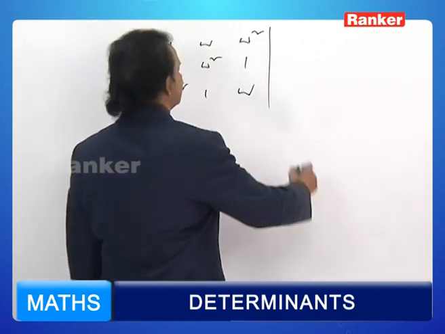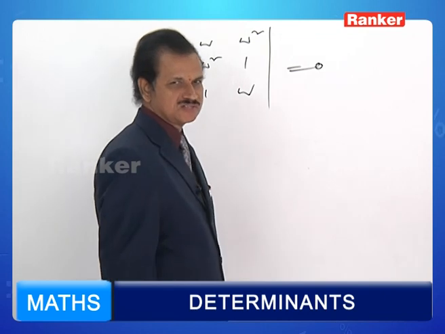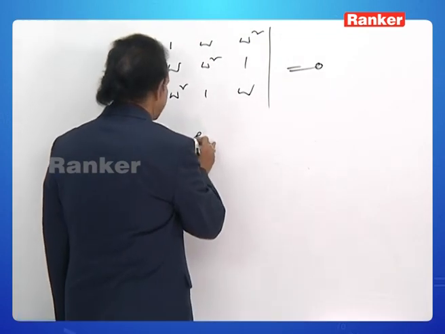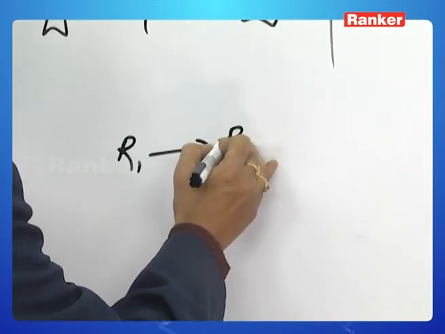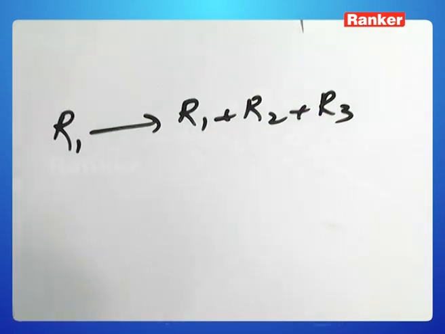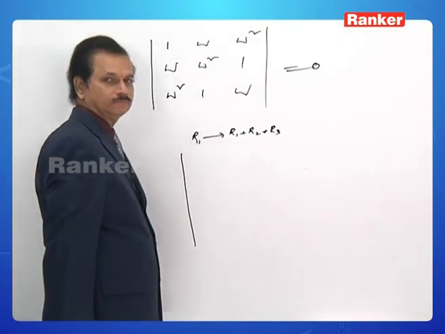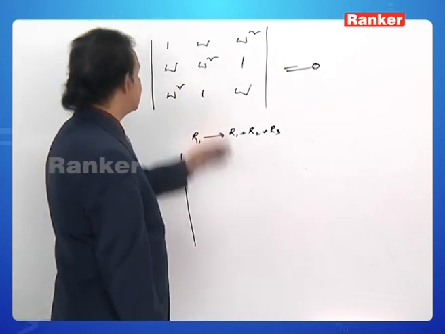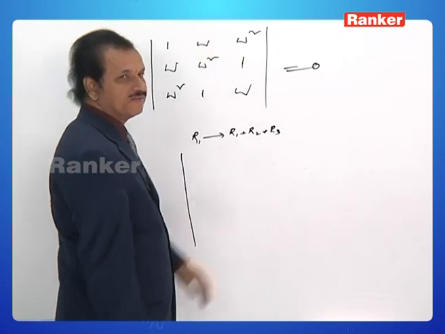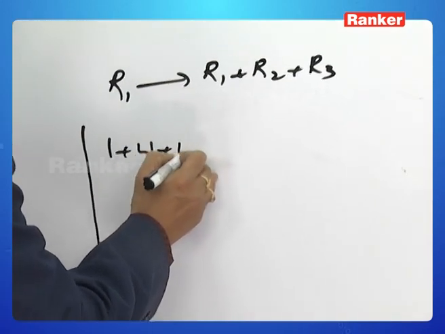What is the answer? It is surely 0. Why? Such a famous thing it is. Why is it 0? See, I am applying the row operation, R1 changed as R1 plus R2 plus R3. What happens? I like to change the first row. You add all the elements and place them in the first row. What happens in the first row? 1 plus omega square.